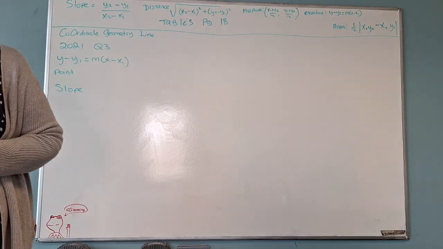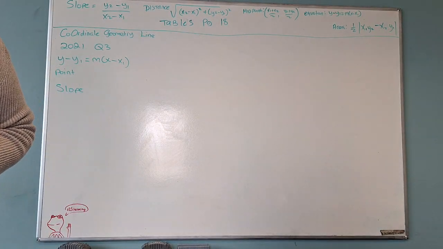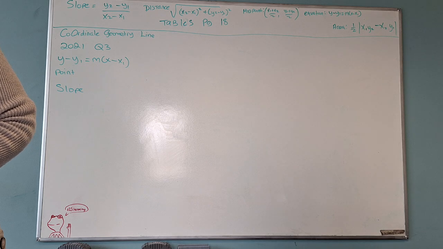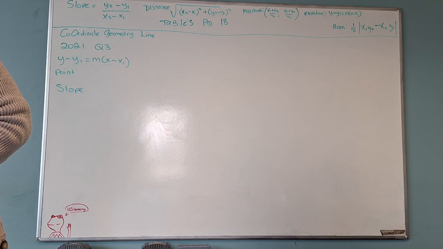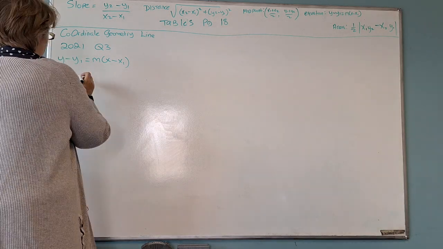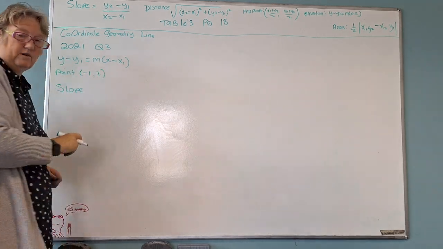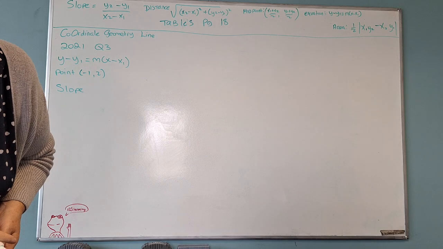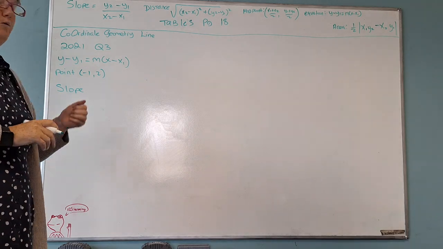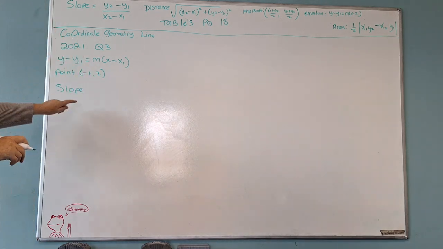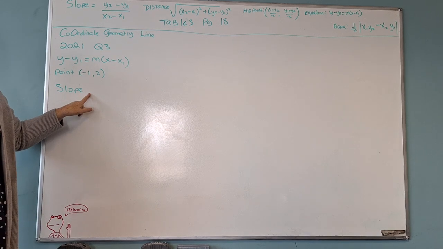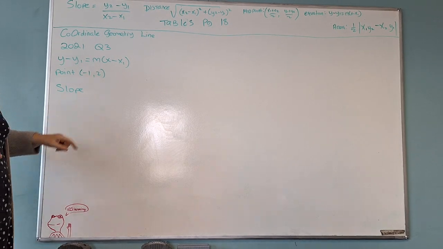We're given the point, we're told it goes through both of those points, so we'll take the point minus 1, 2. Is that the right? Minus 1, 2. Yeah. Okay. So the first thing you need to do then is find the slope, because you can't find the equation without the slope. So you have to start with the slope.